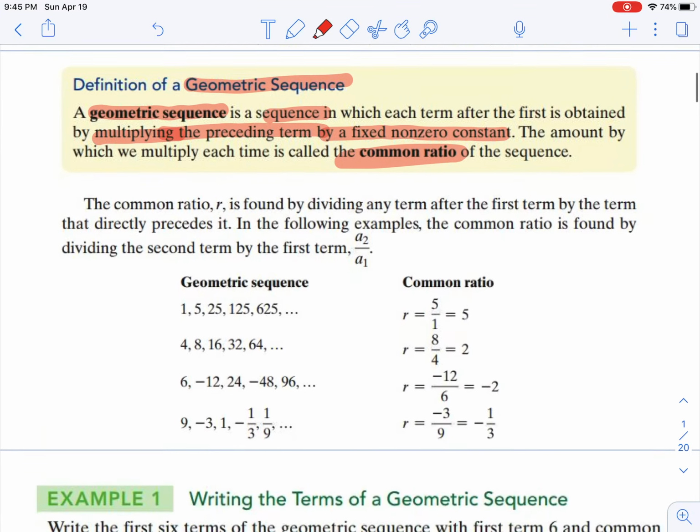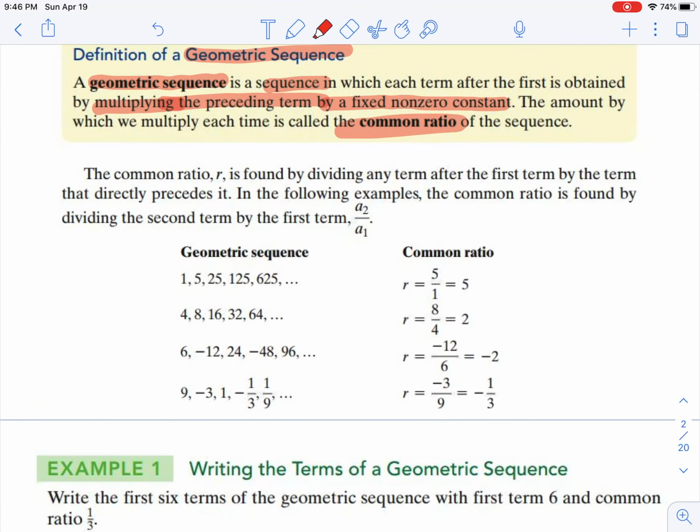So what we're going to do is take a look at each of these and determine what we're multiplying by in each term. One of the easiest ways to find your common ratio is to take your second term and divide it by your first term. So this is your second term and you're dividing it by your first term. When you do this, you're taking 5 divided by 1, and that gives us the common ratio. The other way you can think about it is, what did you need to multiply each of these by to get to the next one? We're multiplying by 5 in each.